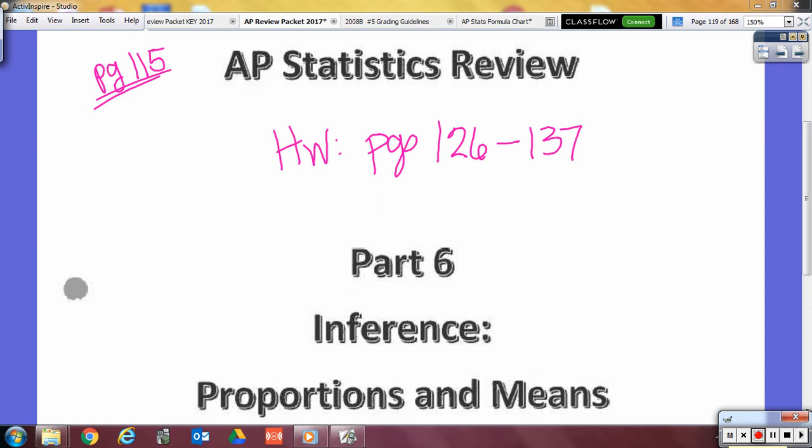Okay, so page 115 again. Your homework for this section. This is the multiple choice for part 6. Okay, we're coming down here to the end. Part 6, page 126 to 137 will be your homework.